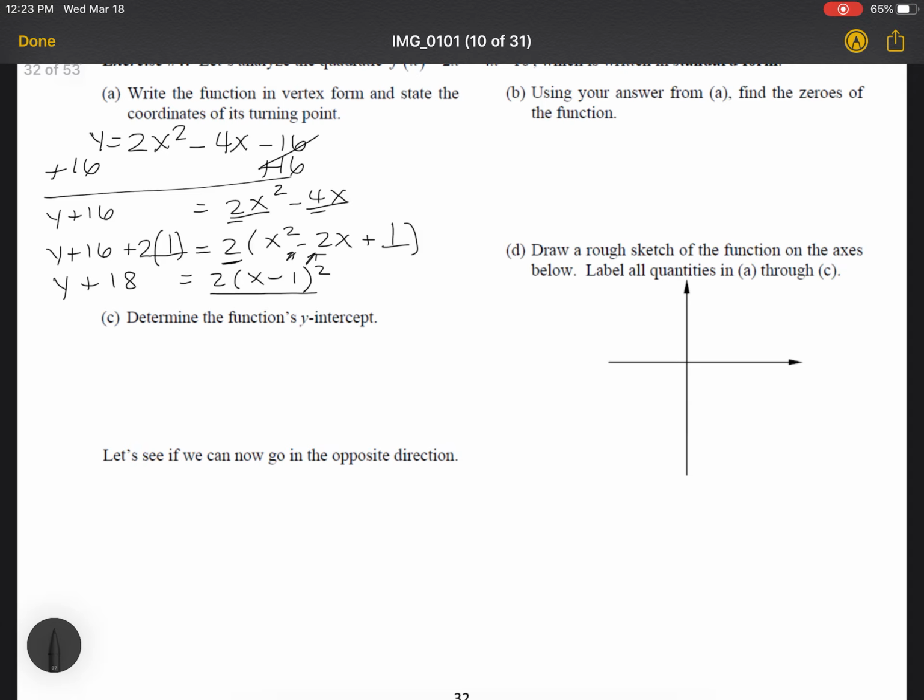So I have that first part of my vertex form. Only thing that's missing is I need to move the 18 to the right-hand side of the equation by subtracting it. So my new form is going to look like y equals 2(x minus 1) squared minus 18. Now comparing this to vertex form, my h is going to be 1, my k is going to be negative 18. So our vertex is going to be at (1, negative 18).